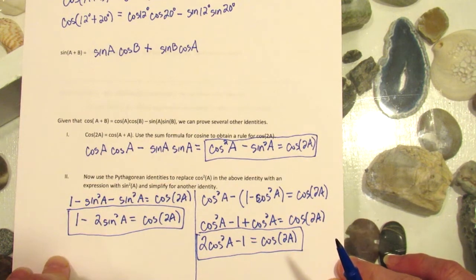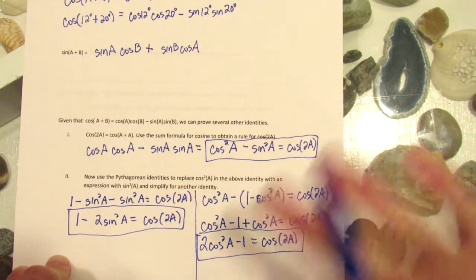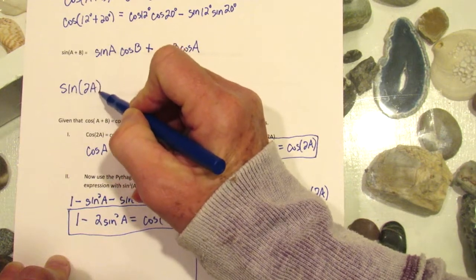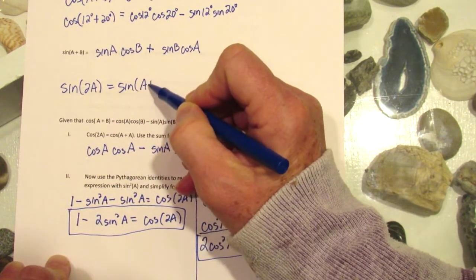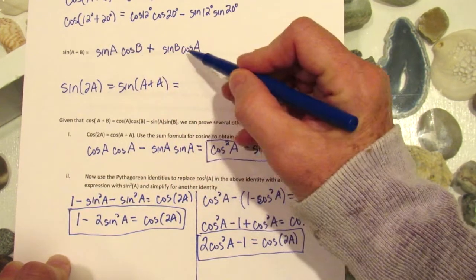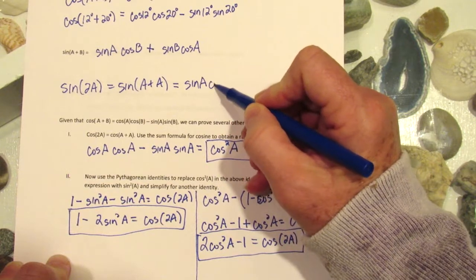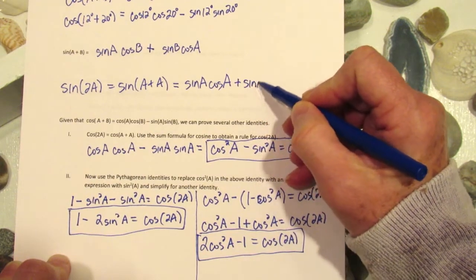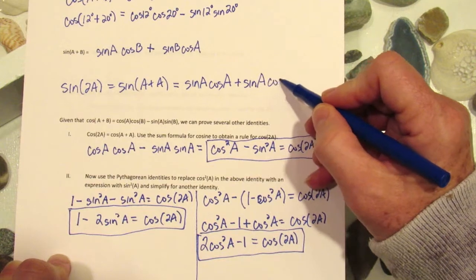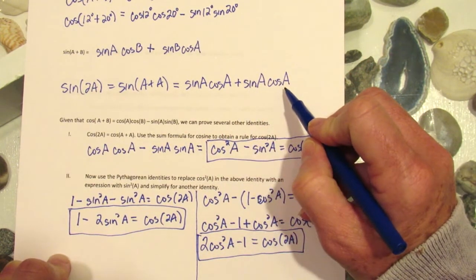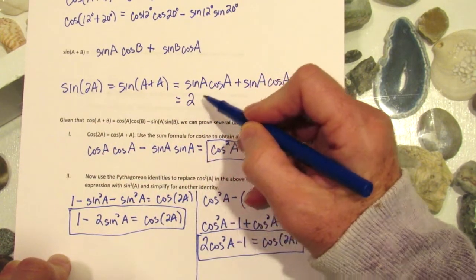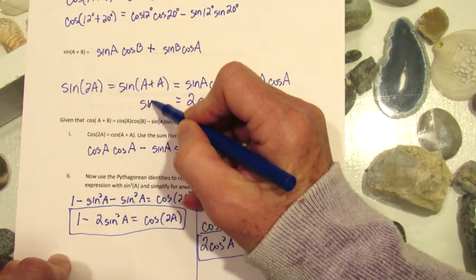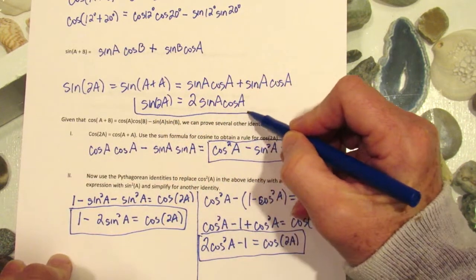Now for sine, you don't have all three different versions, but you could do a similar proof. Sine of 2A would be sine of A plus A, and following this rule up here, I would get sine of A times cosine of the second angle, but the second angle is A, plus sine of the second angle, but the second angle is A, times cosine of A. And notice this is the same as that. So sine of 2A is equal to 2 times sine of A cosine of A. And that is the double angle formula for sine.